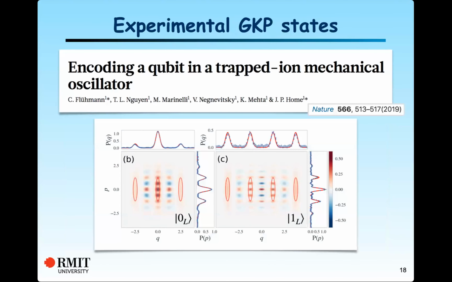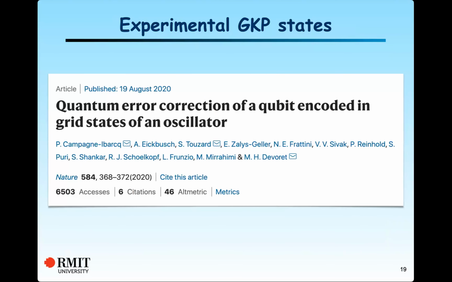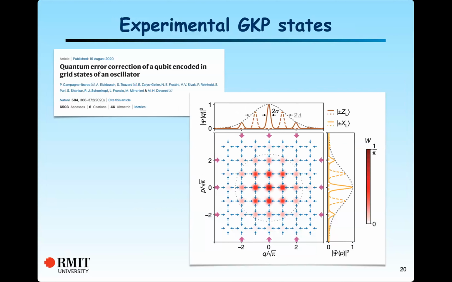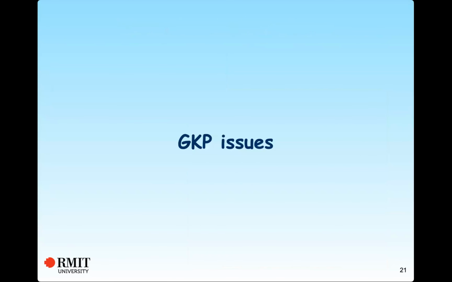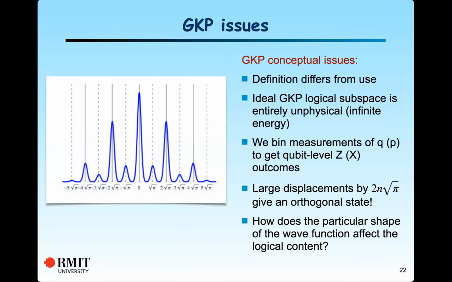So these states have been made in trapped ions and also in superconducting circuits. They have not yet been made in optics. So let's talk about the issues, however. This is where we actually get into it.